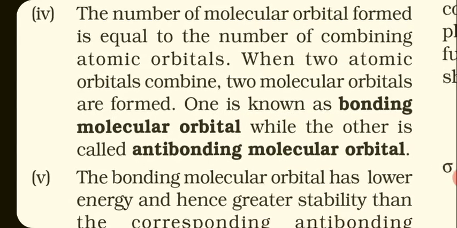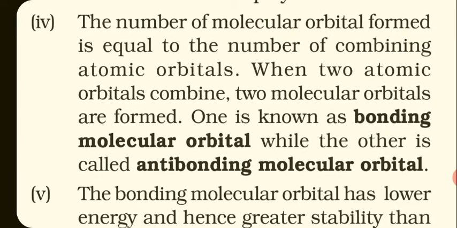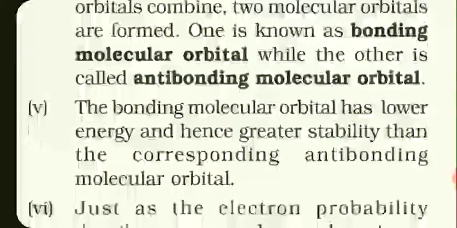Fourth point. The number of molecular orbitals formed is equal to the number of combining atomic orbitals. When two atomic orbitals combine, two molecular orbitals are formed. One is known as the bonding molecular orbital, which has a lower energy, and the other is called the anti-bonding molecular orbital, which has a higher energy.